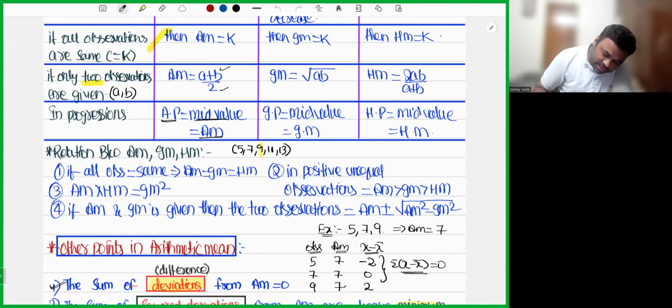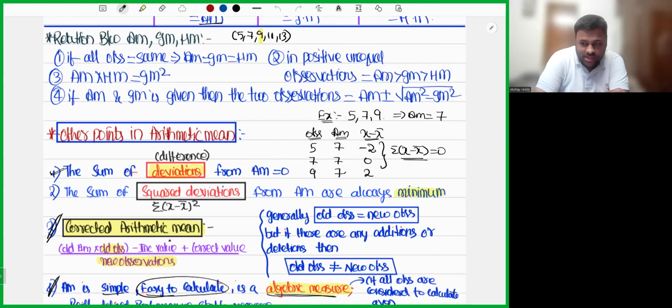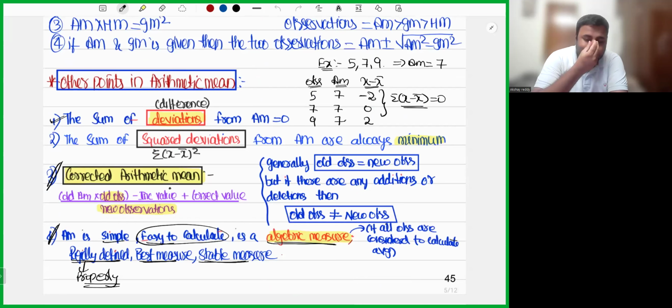Next, when we are discussing other points in arithmetic mean, I said you the sum of differences from arithmetic mean is equal to 0. That is, sum of deviations from arithmetic mean equals 0. Take any numbers in the number system, calculate arithmetic mean, do observations minus arithmetic mean, the answer will always be equal to 0. Point number 2 is pending, we'll discuss in this session. Next, I said you the formula for correct arithmetic mean: old arithmetic mean into old observations minus incorrect value plus correct value, by new observations. I hope you have completed that homework sum before this session.